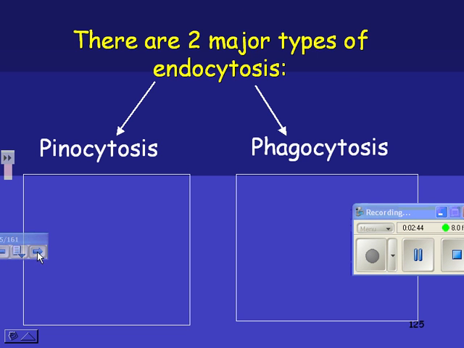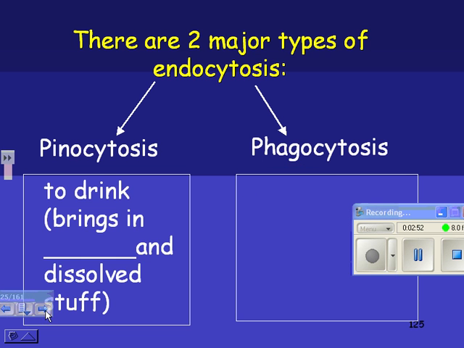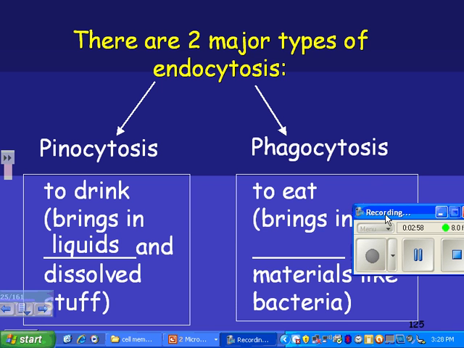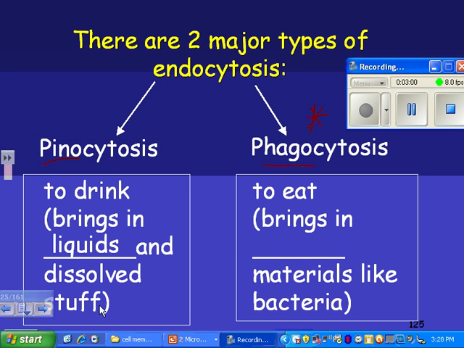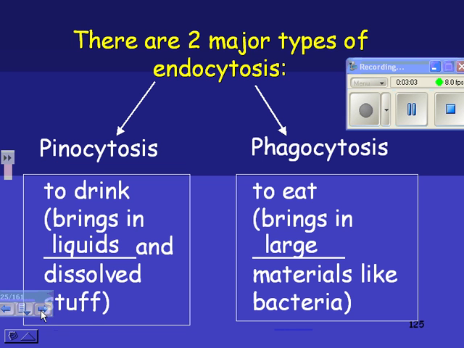There are two major types of endocytosis. There is pinocytosis and phagocytosis. This is the one we'll be talking about a lot more. But anyway, we'll define them both. Pinocytosis means to drink, so it brings in liquids and the stuff dissolved in the liquids. Phagocytosis, phago meaning to eat, that brings in solid stuff, so solid materials like bacteria, or if you're an amoeba, it would bring in food.